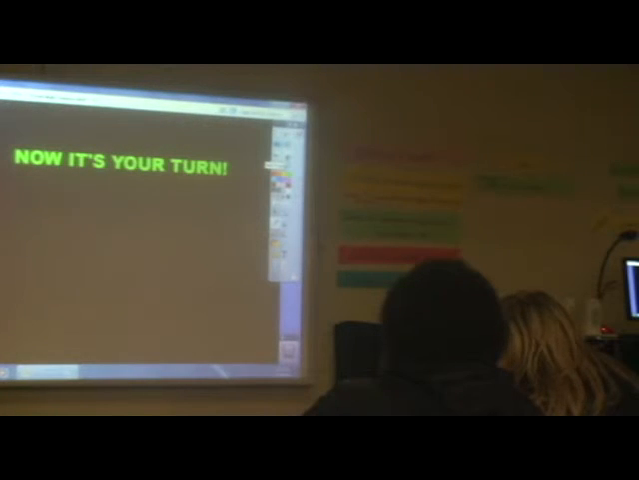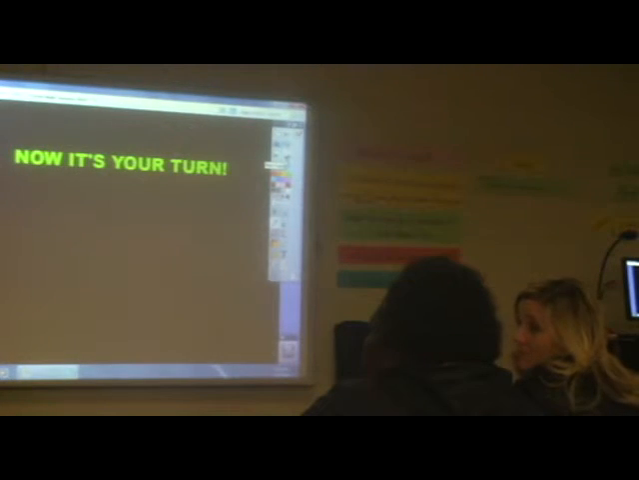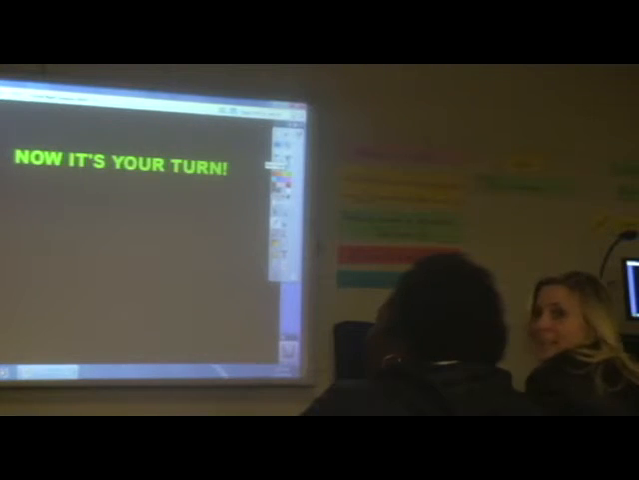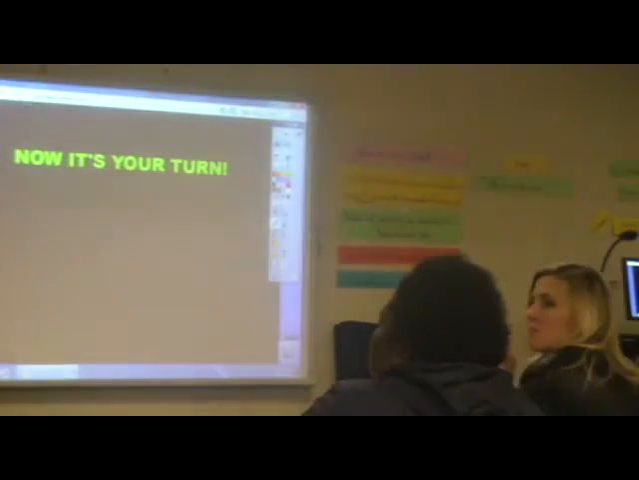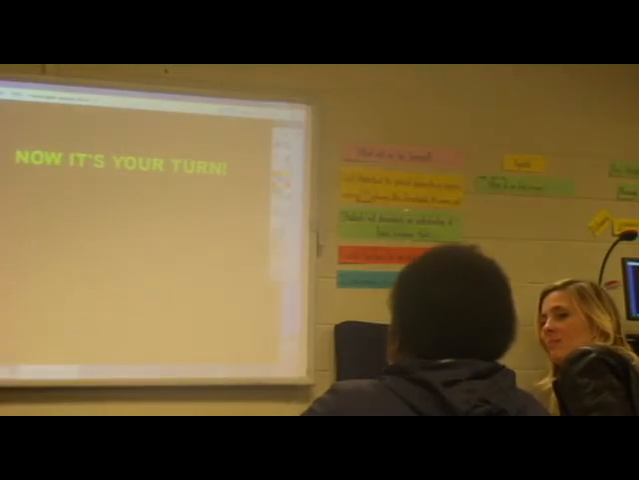Right, now it's your turn. And all you're going to do is we're going to give you a function table. Complete your function table, write your ordered pairs underneath it, and then graph your ordered pairs. So you have your own.